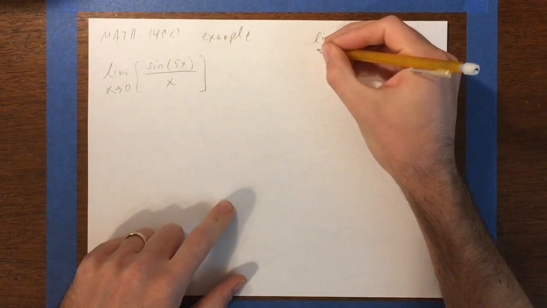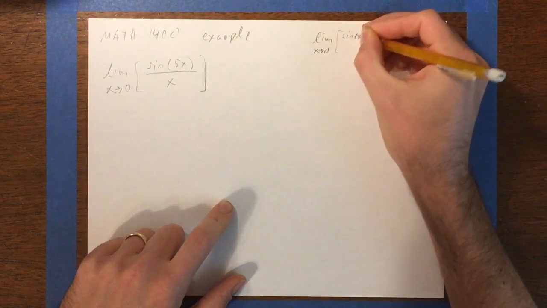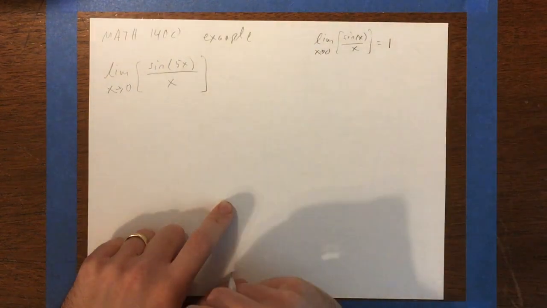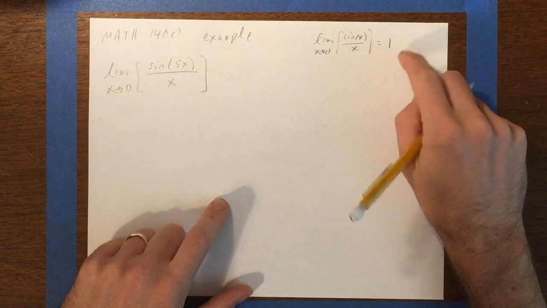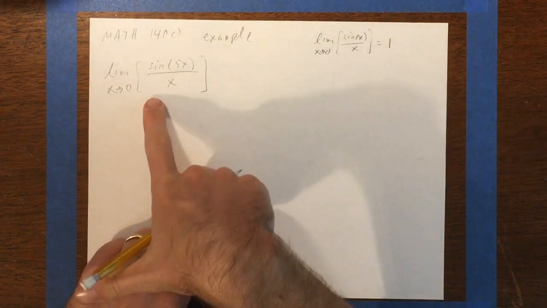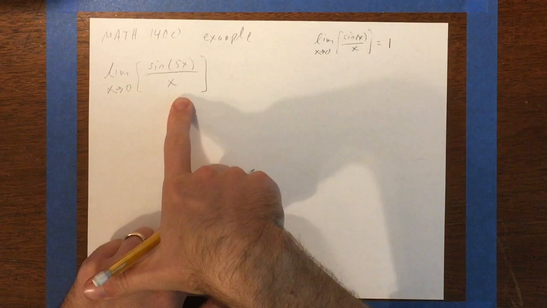So the limit was the limit as x approaches 0 of sine of x over x equals 1. That was the limit that was proved. Now, given that as a fact, we can use that for other things. So the example I want to go over is this one: the limit as x approaches 0 of the sine of 5x over x.